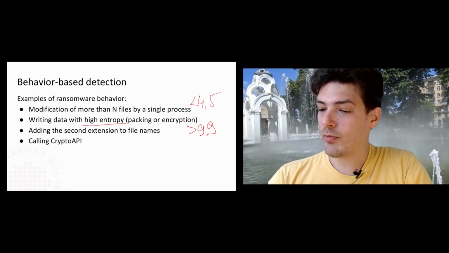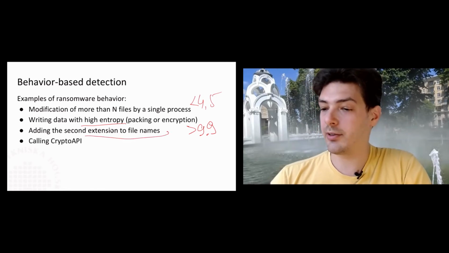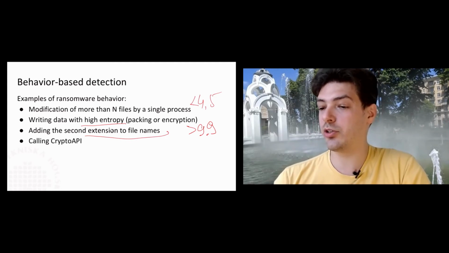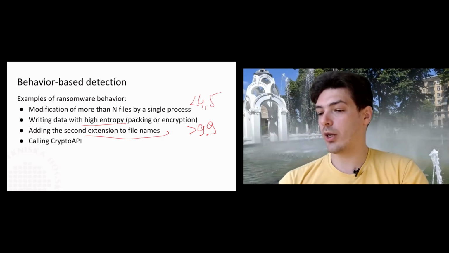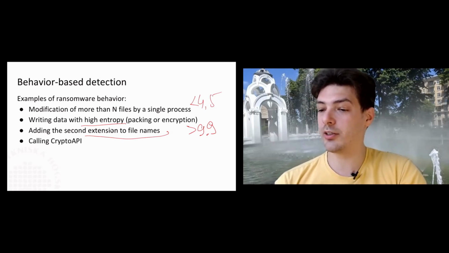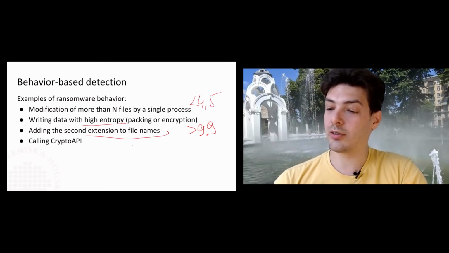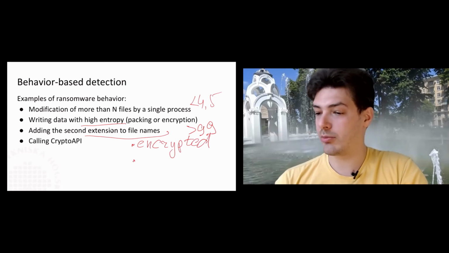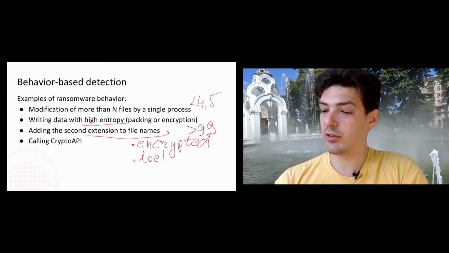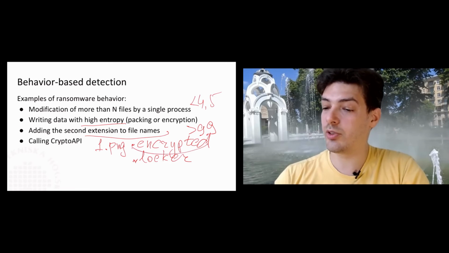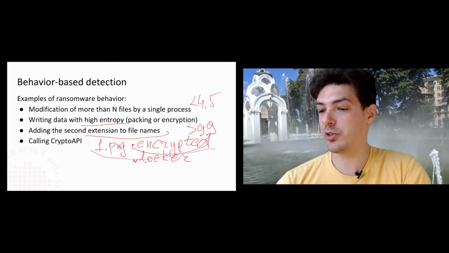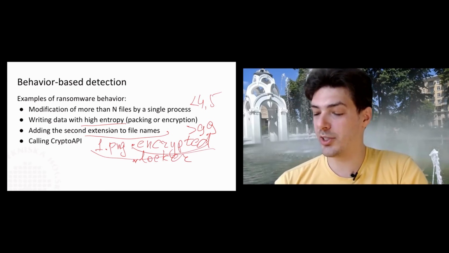Then adding the second extension. Ransomware usually adds a double extension to distinguish the encrypted files from the other files. And when you, for example, pay ransom and get the decryptor, it searches your file system and selects the files with the specific extension, for example, enc or encrypted, or it can be some name of the family, for example, blocker. If we have a picture like 1.png, adding the second extension will result in this file name. And this helps the decryptor to find out the files that were encrypted by this particular ransomware.